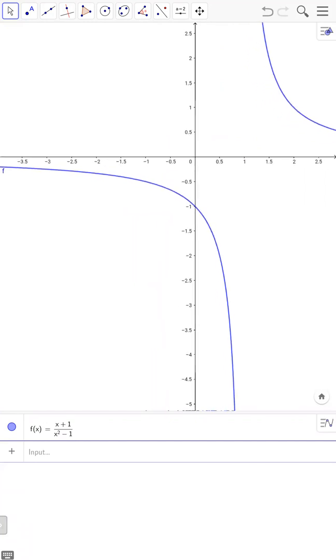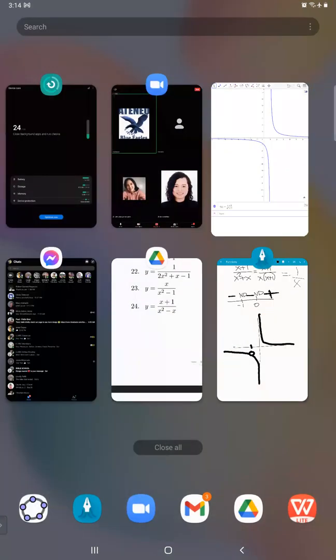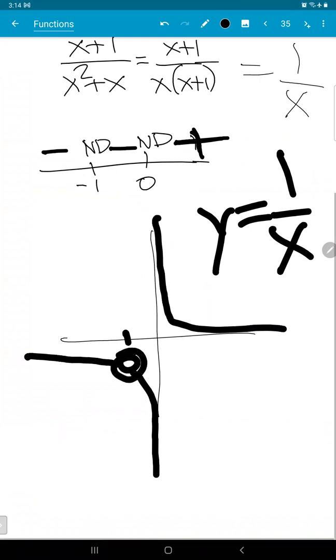There should be. Anyway, so is there any question? That's the only difference lang. Pwedeng ginaraf nyo na lang yung y equals 1 over x, and then you just put a hole at -1.